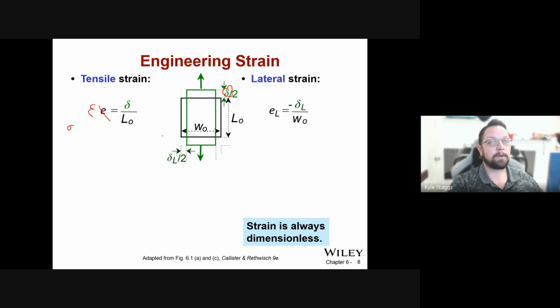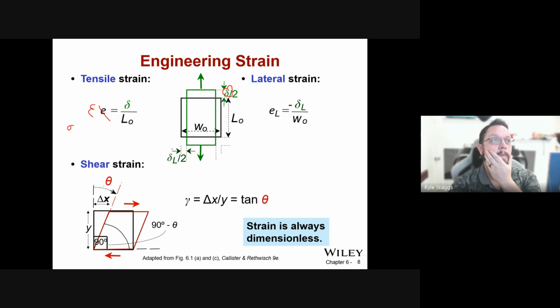There's also a lateral strain component. So that is the minus delta in L, and half of that is experienced on either side of the material, assuming it's an isotropic material instead of an anisotropic material. Again, we'll go more into depth later with anisotropy and so on. There are reasons we need these.